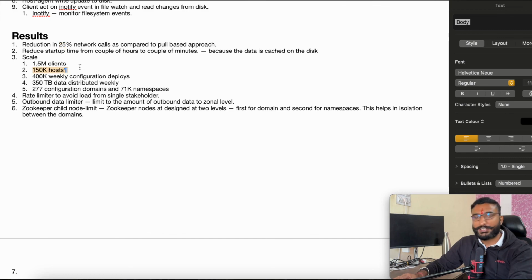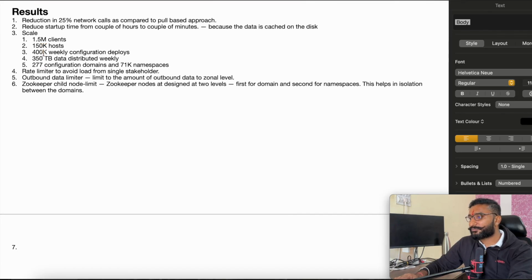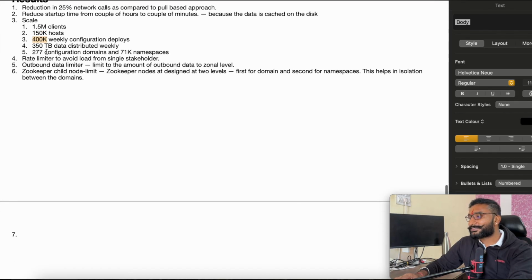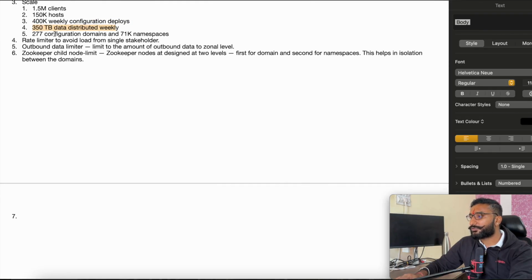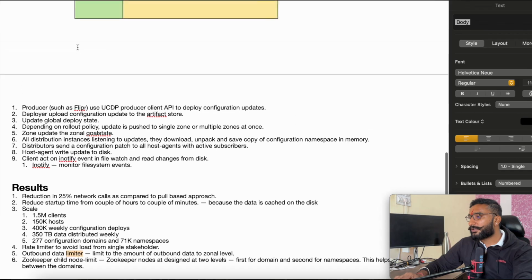If we talk about scale, we have 1.5 million clients, quite huge. 150K hosts, so there are different services which are deployed on separate hosts. In total, we have this number of hosts where these clients are deployed. This is the amount of storage for the configurations distributed, so we have 350 TB. If we talk about the number of configuration domains, we have 277, and namespaces it's 71,000. Okay, so these are all the details which we have in this architecture.